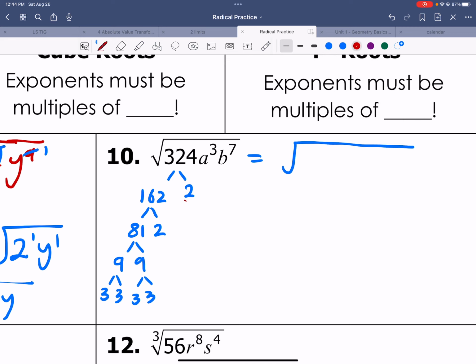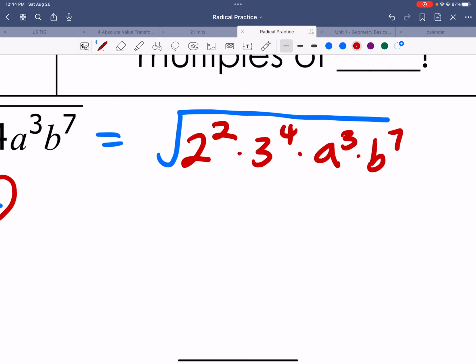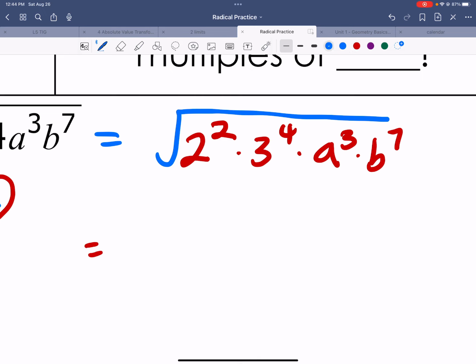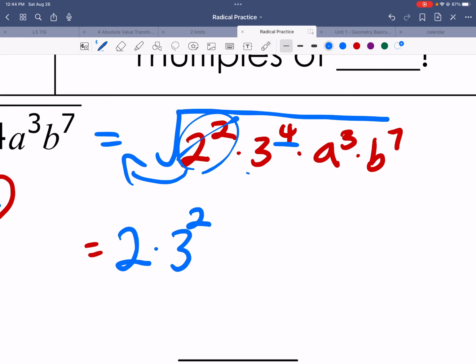Instead of square root, I have 2 squared. And how many 3's do I have? 4. A to the 3rd power, b to the 7th power. Now, see if you can find a pattern. In order to get out of square root, you need a pair. So I can take this one out once, and that will disappear because I will not have anything left over. 3, since I have 4 3's, I can take it out twice. And again, I'm not gonna have anything left over.